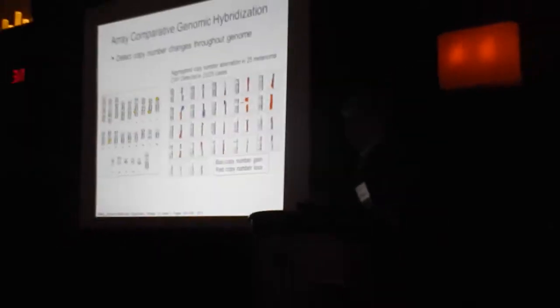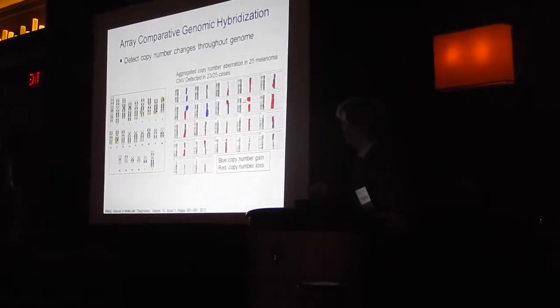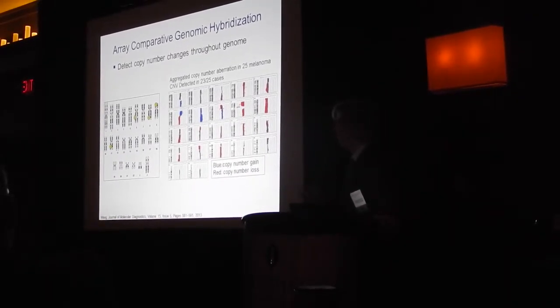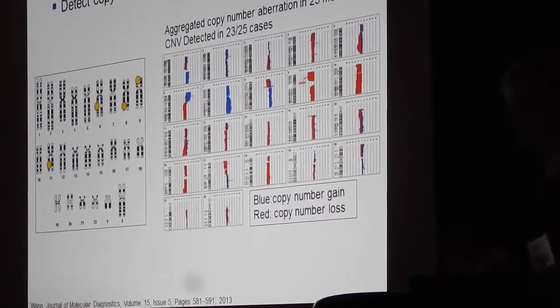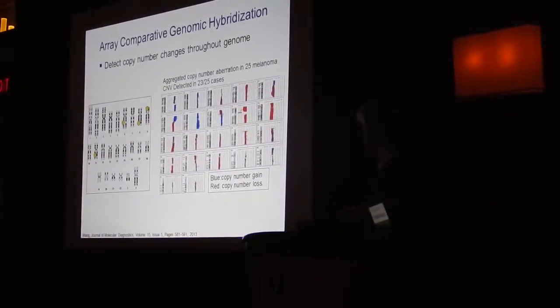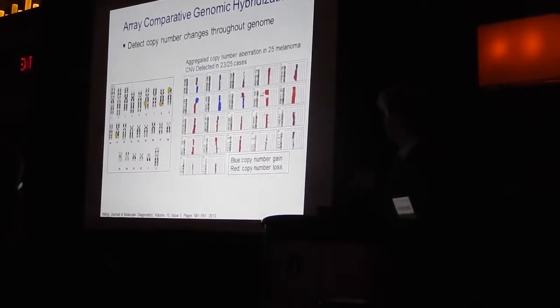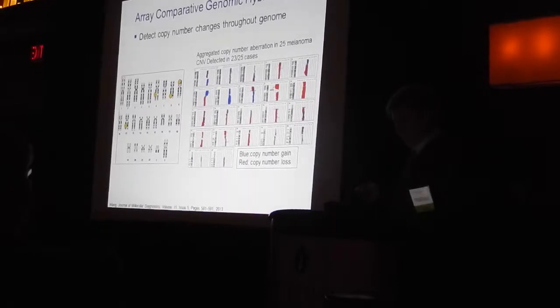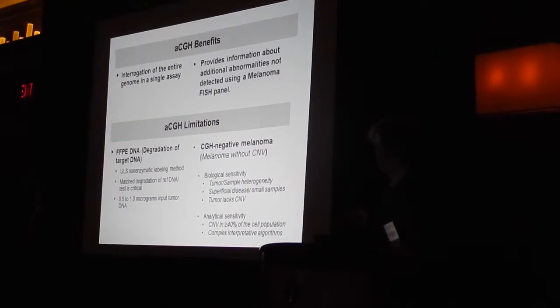As an alternative to doing FISH, there's array CGH, and unlike FISH, which would just look specifically at certain targets in the genome, array CGH looks at gains and losses in the entire genome. So this could be helpful when you just don't know if your FISH assay failed, or if you're looking for different targets. In this case, blue shows copy number gains and red shows copy number losses. This is from an aggregate of 25 melanoma cases. The benefit of doing CGH is you can interrogate the entire genome in a single assay, and it'll provide information about additional abnormalities not detected in a FISH panel.